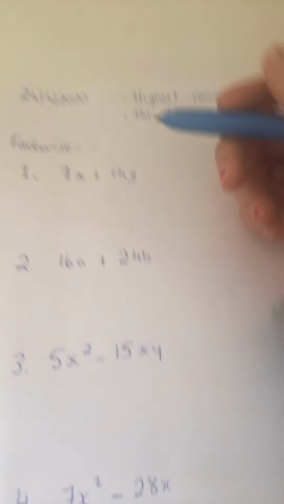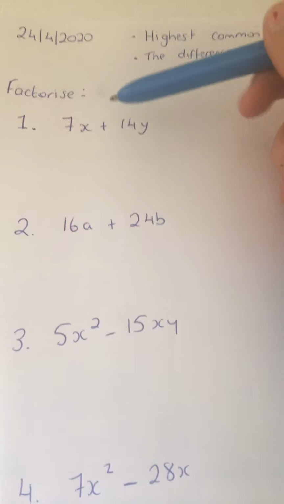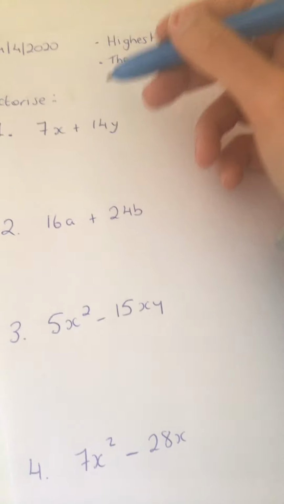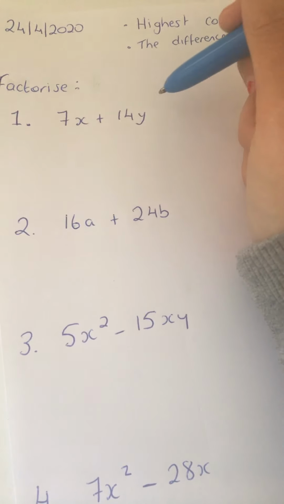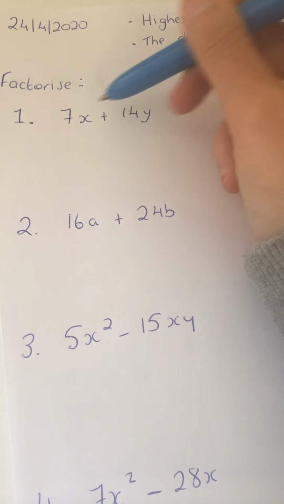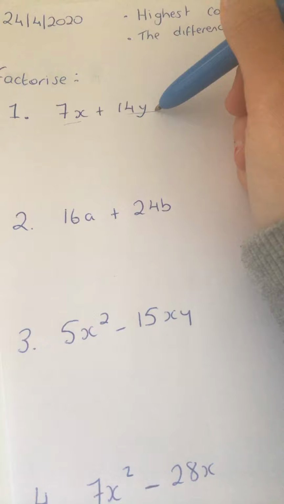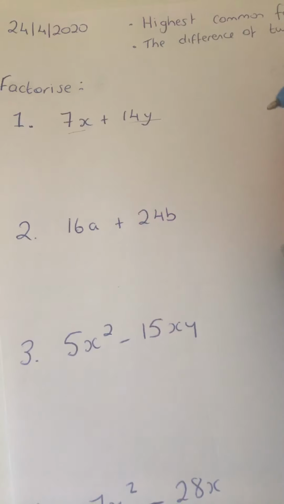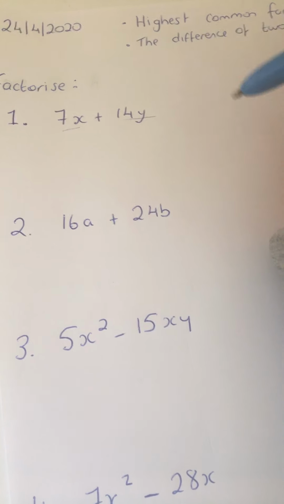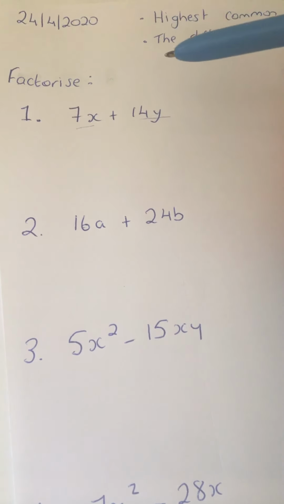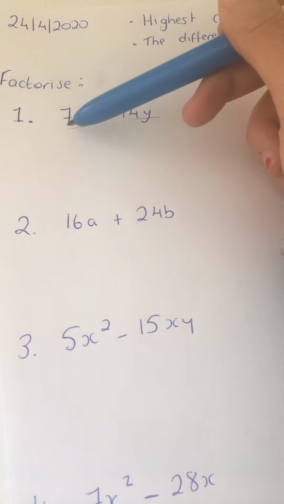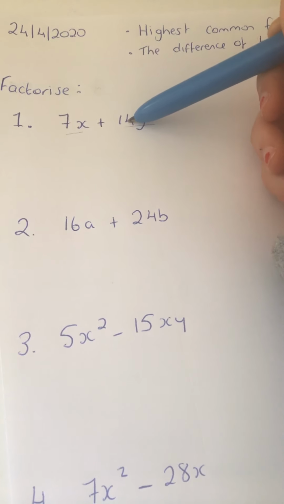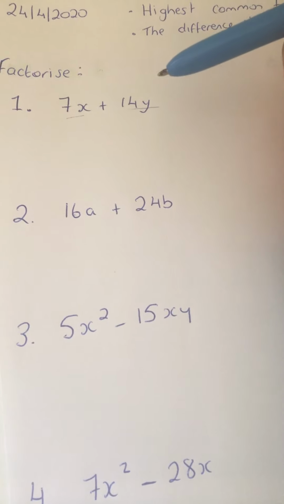So this is what the question could look like. Factorise 7x plus 14y. So what we do here is we try to find the highest common factor between these two terms. What number goes into both of them? Do they have any letter in common? Okay, so the number that goes into both of them is 7. 7 goes into 7 once, 7 goes into 14 twice. And they've no letter in common.